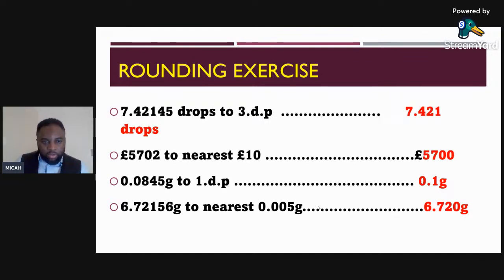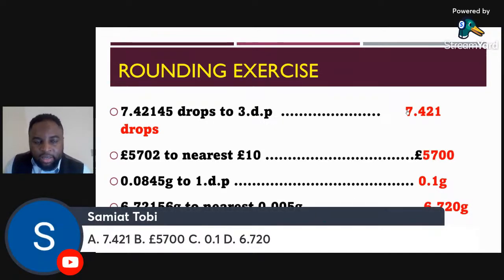The last one wants you to round to 0.005 grams. 0.005 grams in this particular example is 6.720. So 6.720 is the nearest 0.005 grams. Okay, once again, a few people have managed to get the correct answer, which I'm very happy to see.